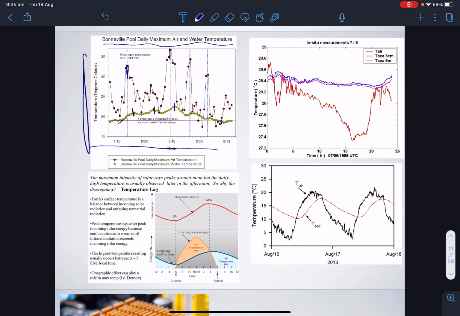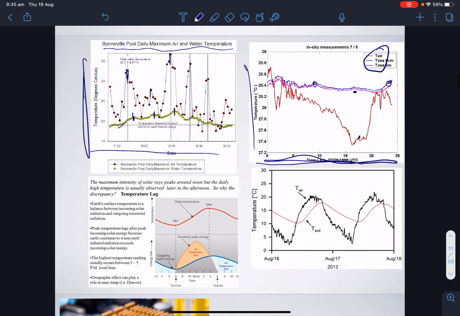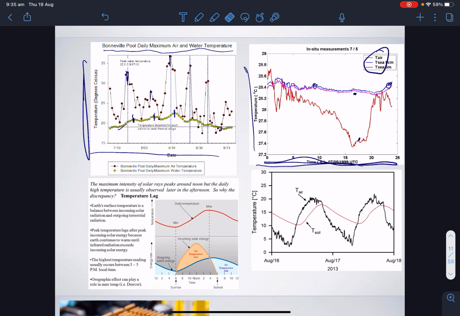So what have I got here? Time in hours. I've got a 25-hour period of temperature of, it looks like, air versus temperature of sea. You can see there's a minimum there for the air, and there's a minimum down here too. It's not the best graph to demonstrate my point. Next, temperature air, temperature soil. Notice that the maximum temperature of air is here, and temperature of soil is here. There's a lag time.